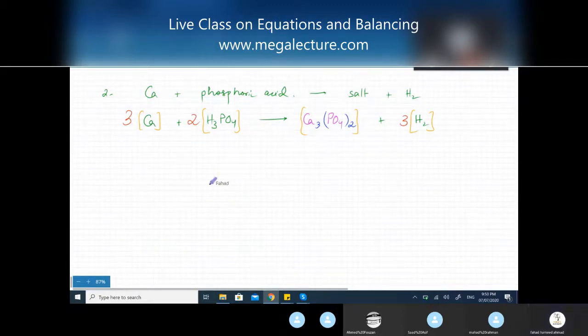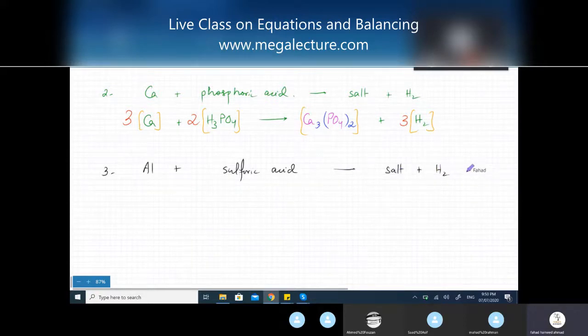Okay? Now I'm going to give you two equations. Okay, first try and do this yourself. Aluminium plus, let's say, sulfuric acid. Okay, attempt this equation. Try and make this equation. It's going to produce salt. Metal plus acid produces salt plus H2.